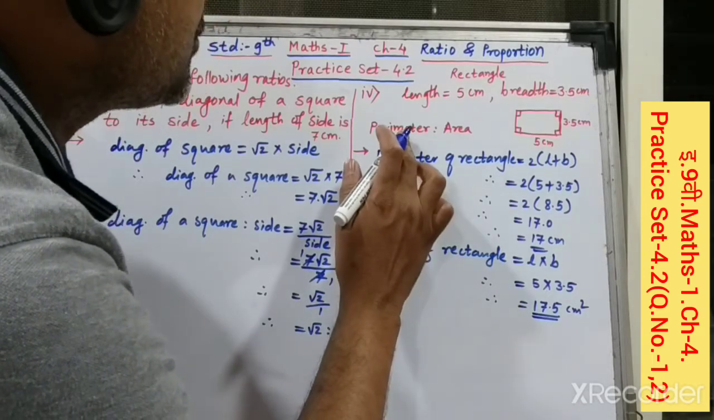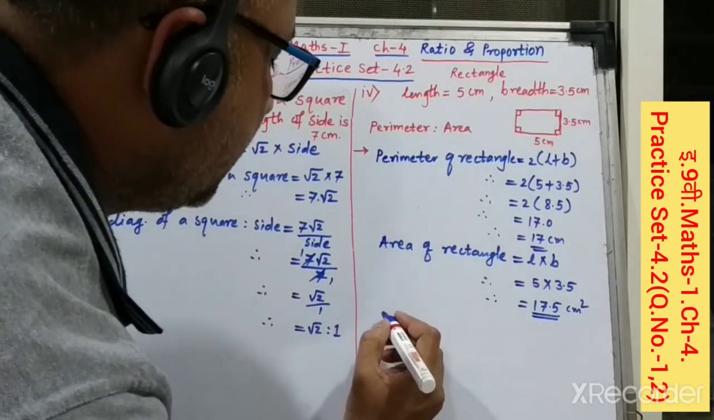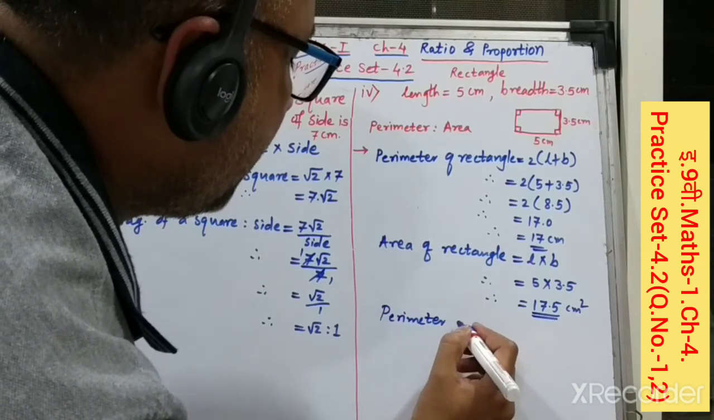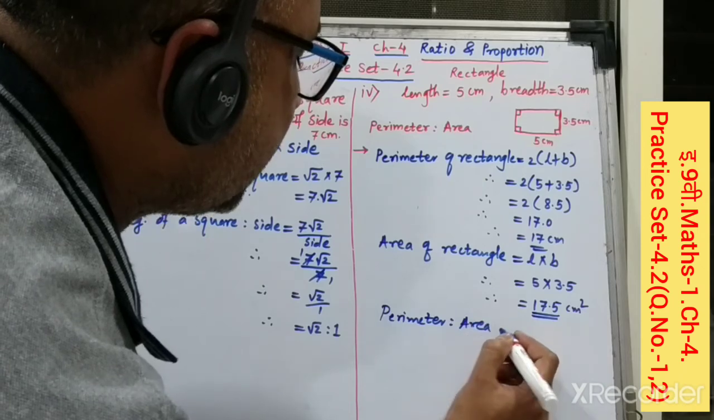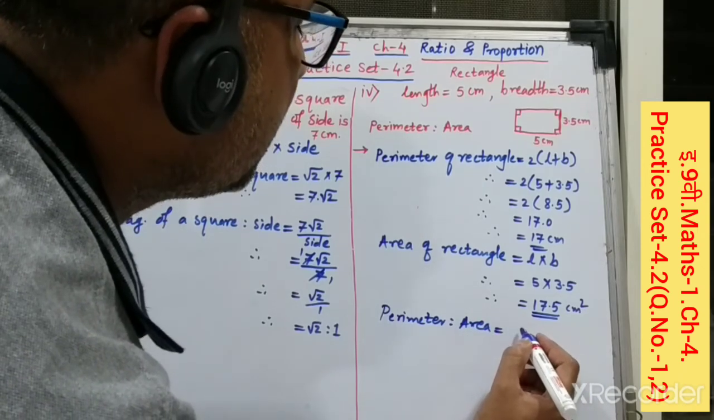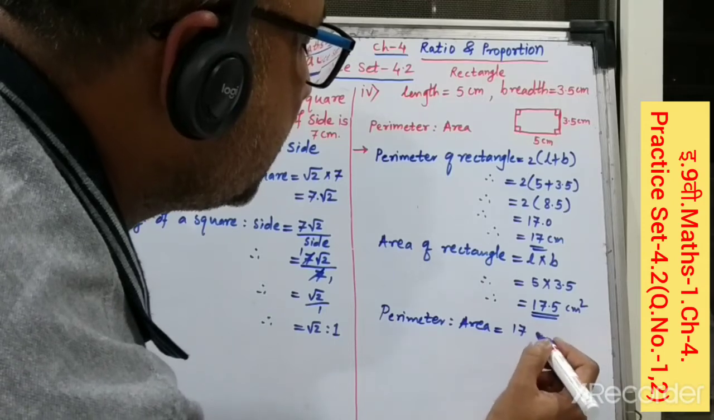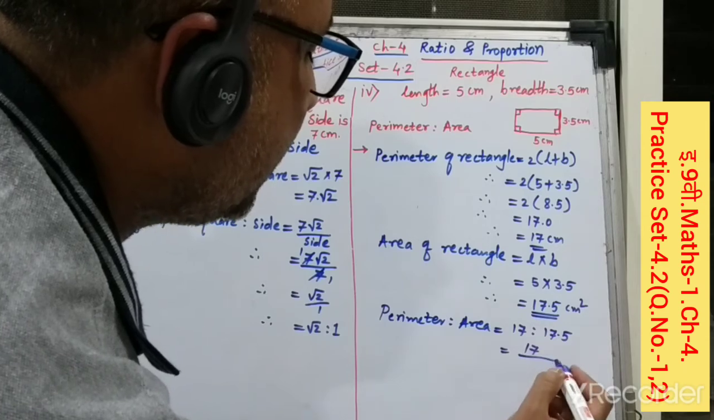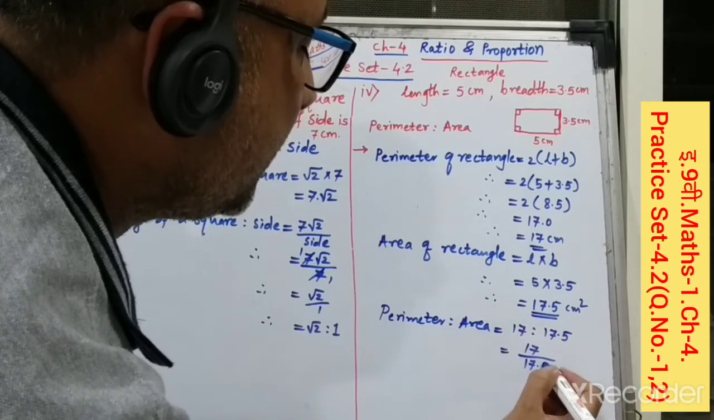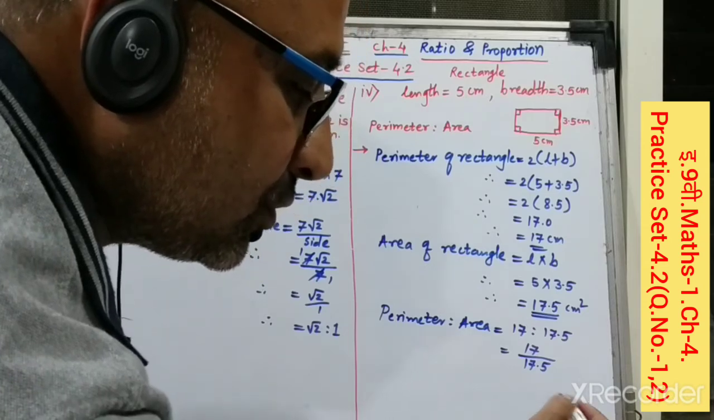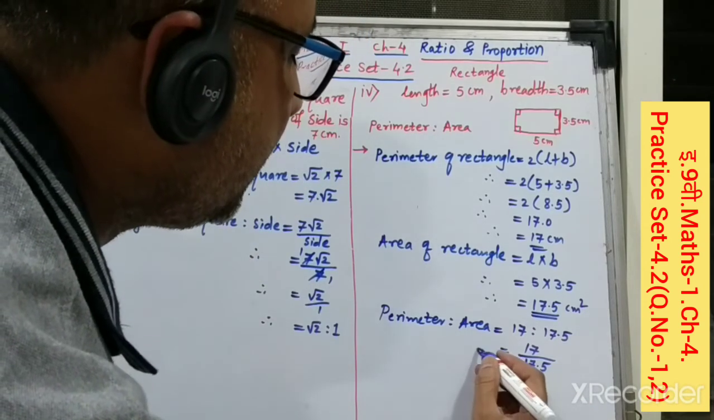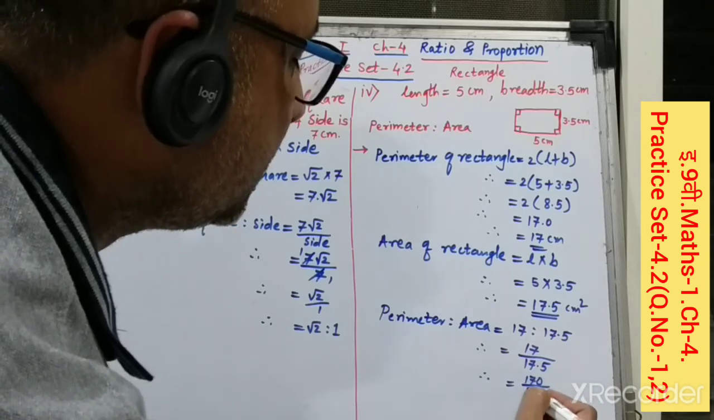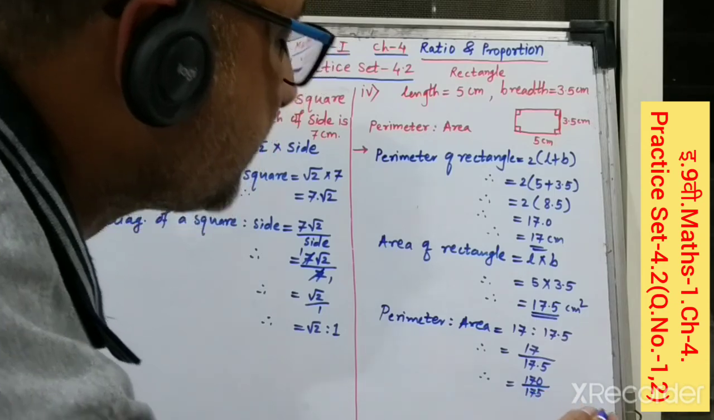Now we have to take the ratio of perimeter to its area. So perimeter of rectangle to the area of rectangle is, perimeter is 17 to 17.5, that is, we can write in this way, 17 upon 17.5. So we can write this as 170 upon 175.